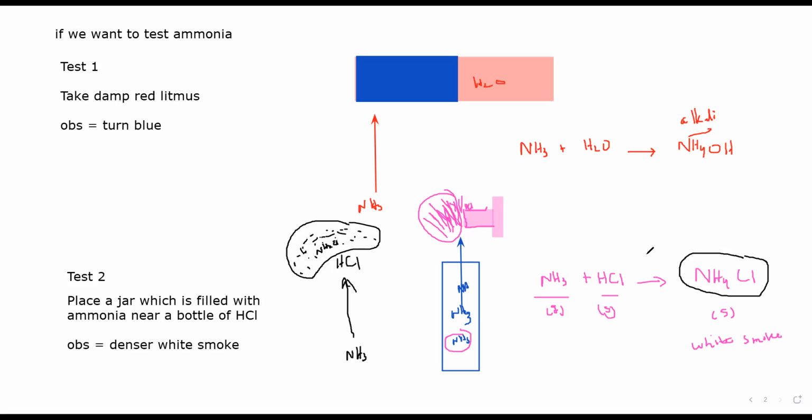If we use aqueous HCl with aqueous ammonia, it will form ammonium chloride, but that ammonium chloride will be soluble. This will work best when you are using ammonia gas with hydrogen chloride gas. Why will it not work effectively with aqueous ammonia? Aqueous ammonia means ammonia is dissolved in water. So an NH3 solution is there.